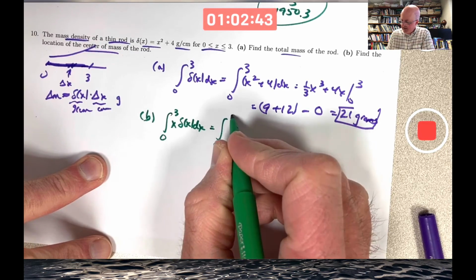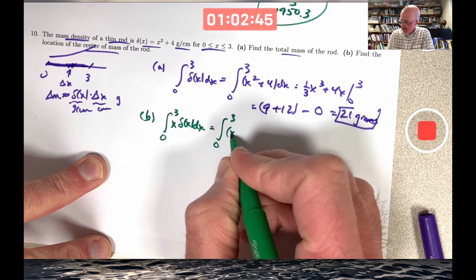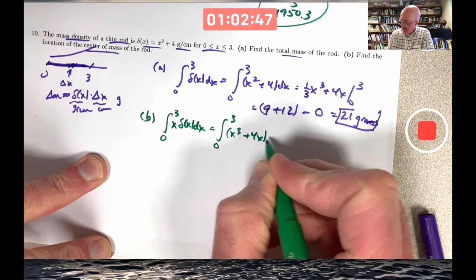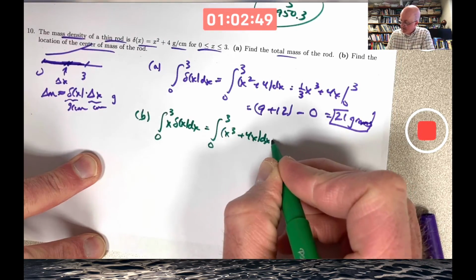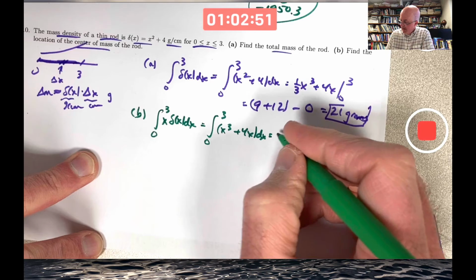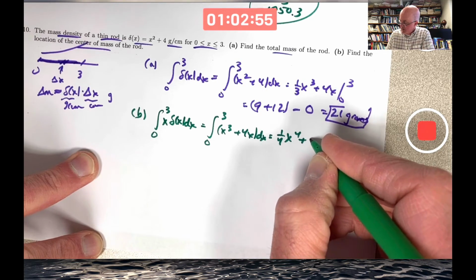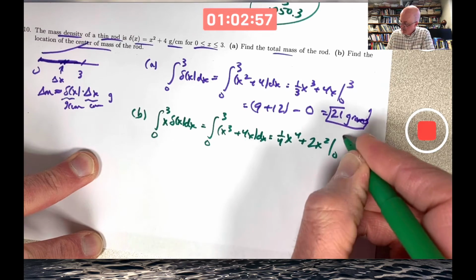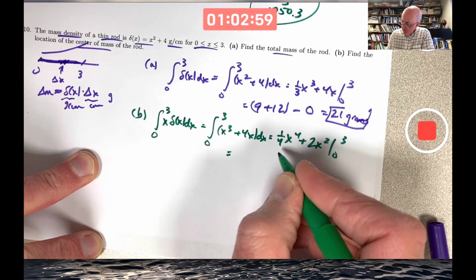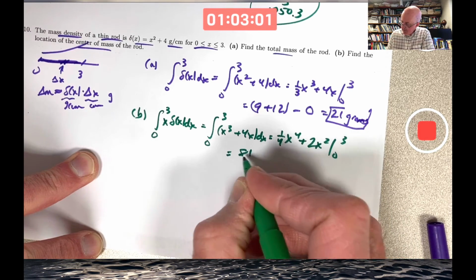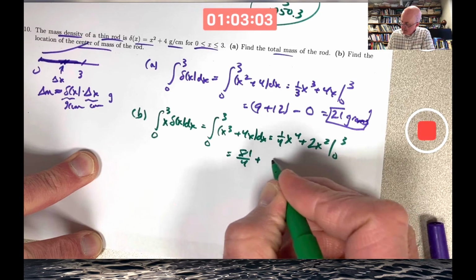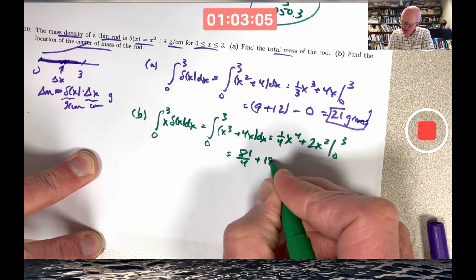Anyway, we're going to integrate x times this, which will be x cubed plus 4x. That's not going to be the final answer, though, when we do this. We need to do something else. We're going to get 1/4 x to the 4th plus integrate 4x, you'll get 2x squared, from 0 to 3. 3 to the 4th is 81. 81 fourths plus 3 squared times 2 is 18, and then a minus 0.